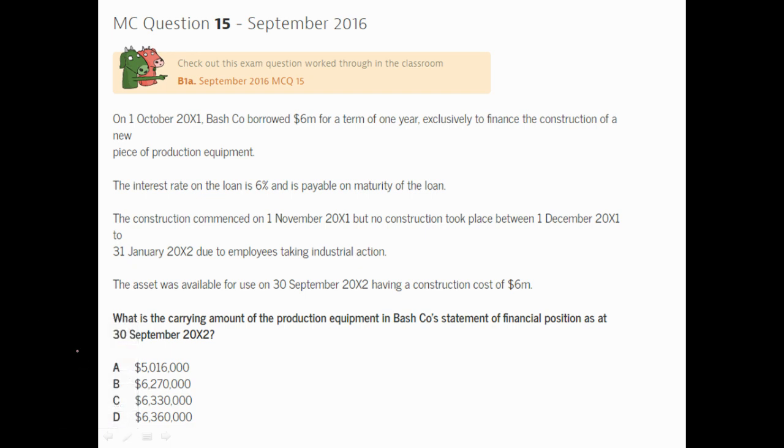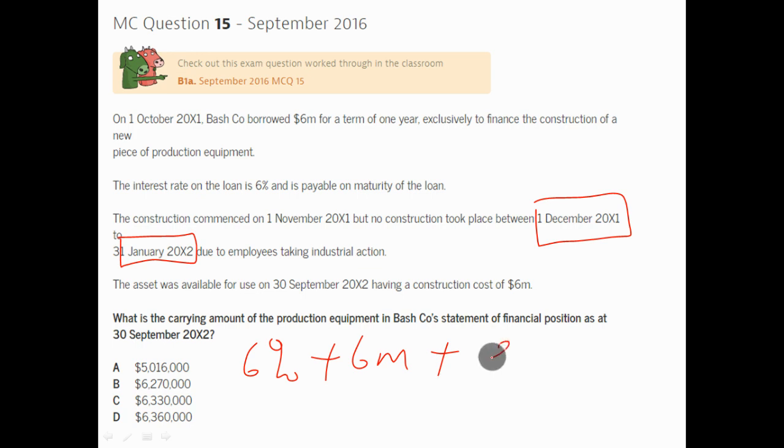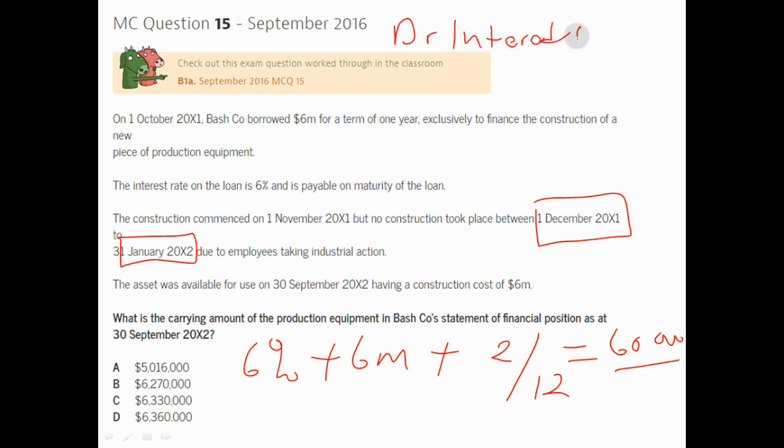Okay, so the question is, what happens to the interest that was being incurred during these 2 months, December and January? So what is the amount of the interest? We say 6% multiplied by, again, 6 million, then multiplied by 2 over 12. Maybe we are going to get 60,000. So what was happening to the 60,000? The 60,000 was being expensed to the profit or loss. How do we do that? We are going to debit interest expense with the 60,000 in the profit or loss.